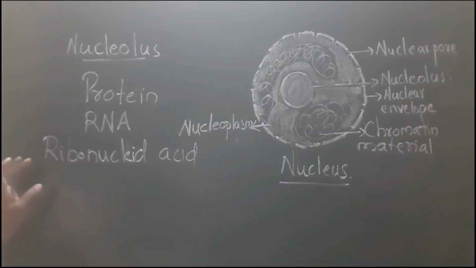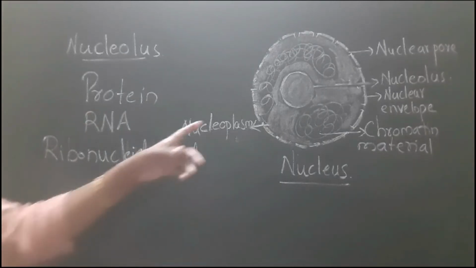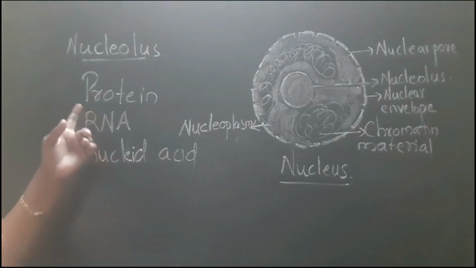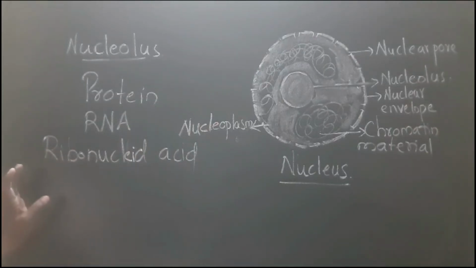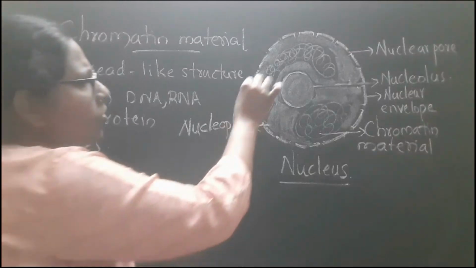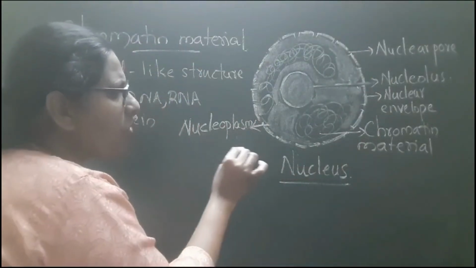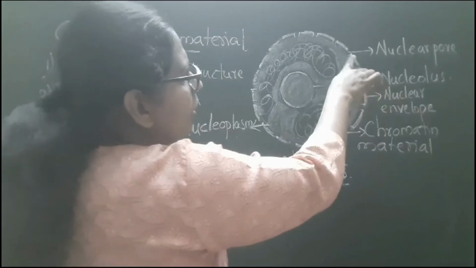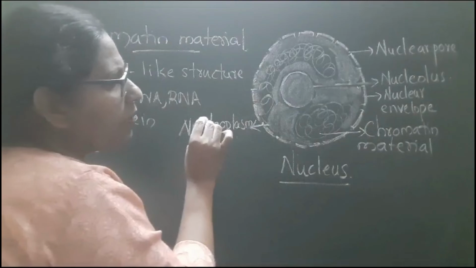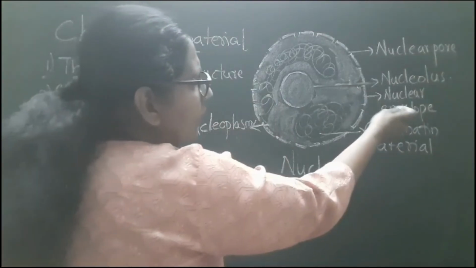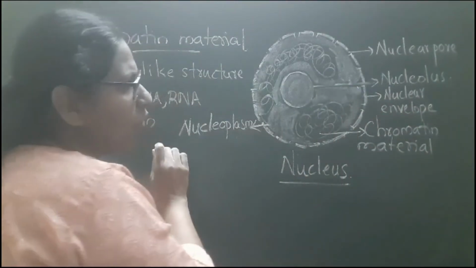This RNA produces ribosomes. Inside the nucleolus, protein and RNA is there. This nucleolus produces ribosomes. In the structure of nucleus, we learned that it has nuclear pores, the nucleus envelope, and then it has nucleolus.